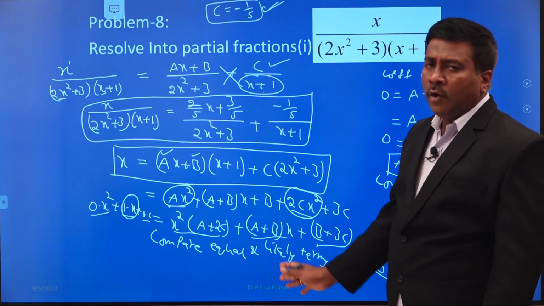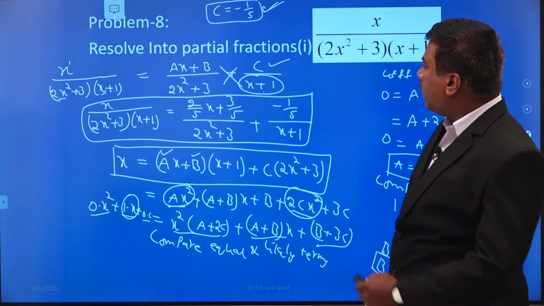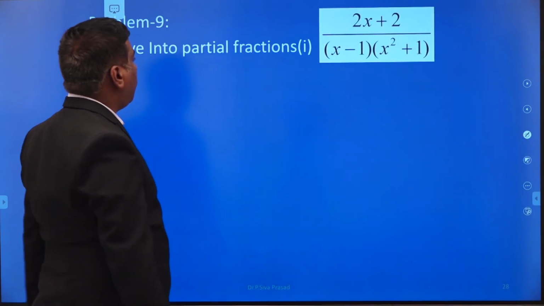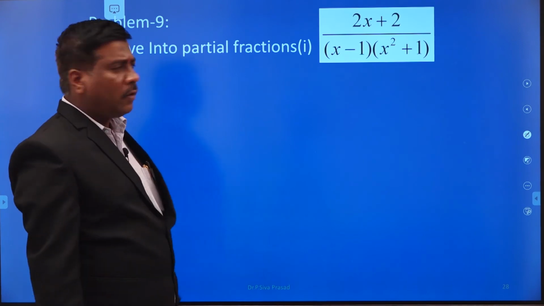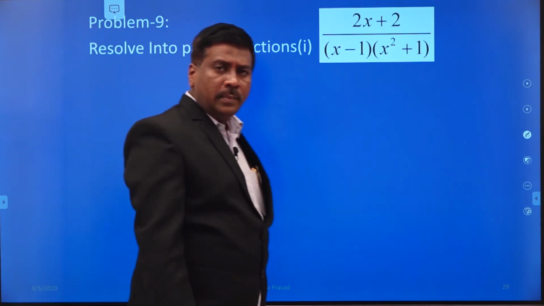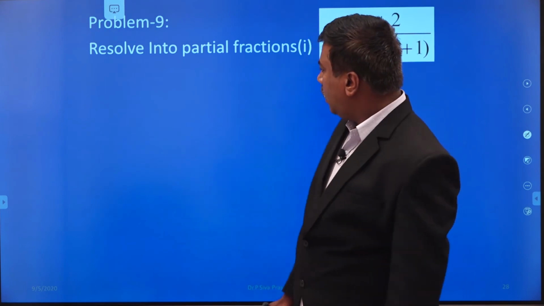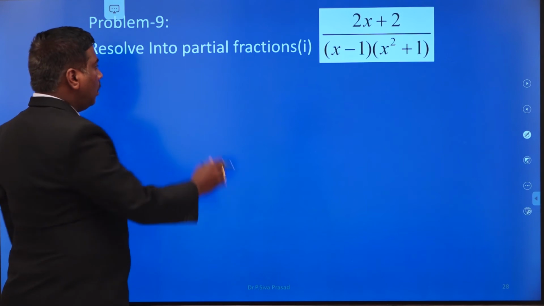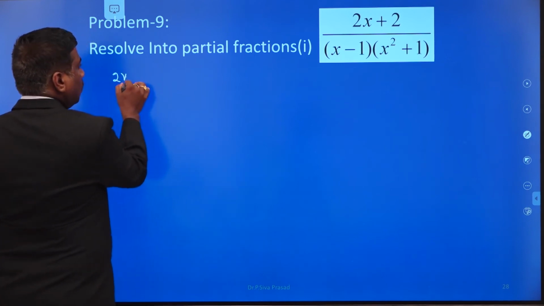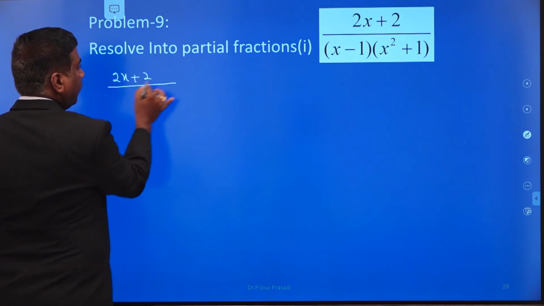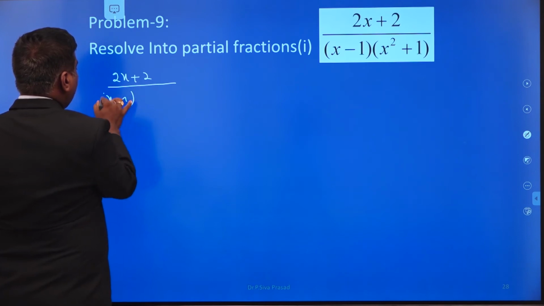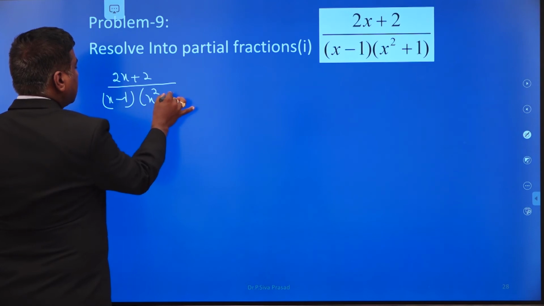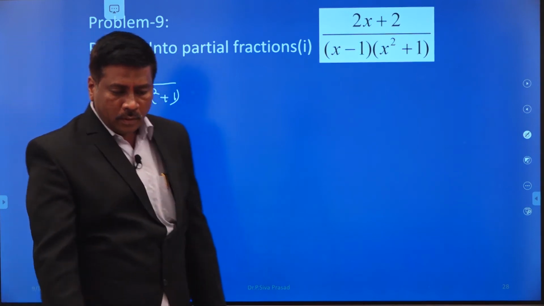Now, by using this concept, have to do another problem. Next problem is practice this problem, resolving into the partial fractions. Simple problem. Whatever we did in the previous, in that similar way, have to do that one. Okay? Now, just only have to give the simple hints only. Then this is 2x plus 2 by, so x minus 1 into, so x square plus 1. This is our given problem.